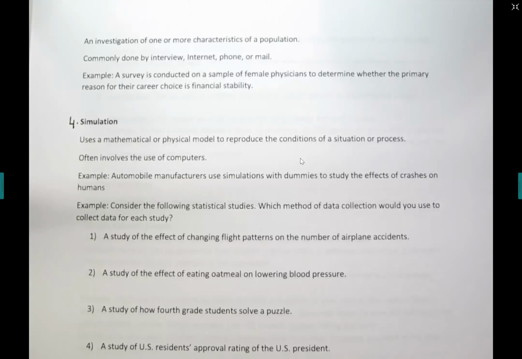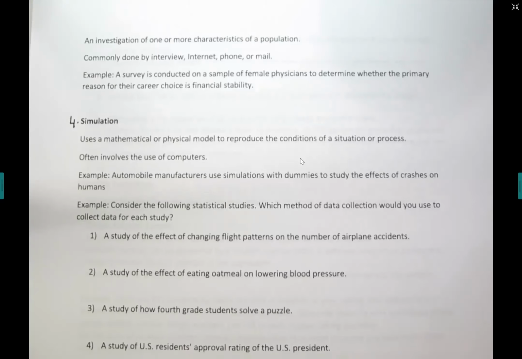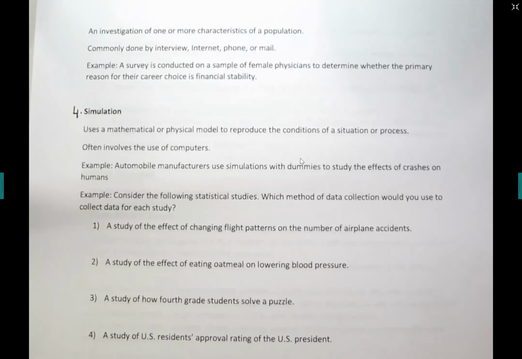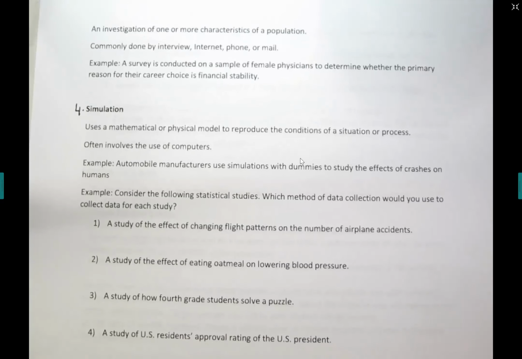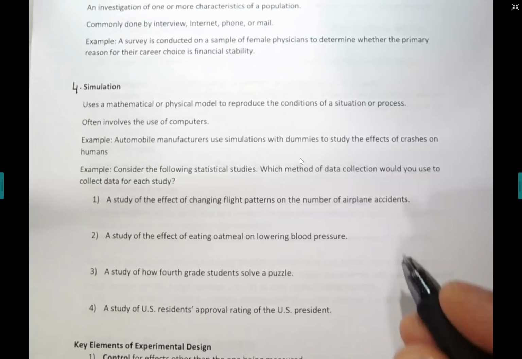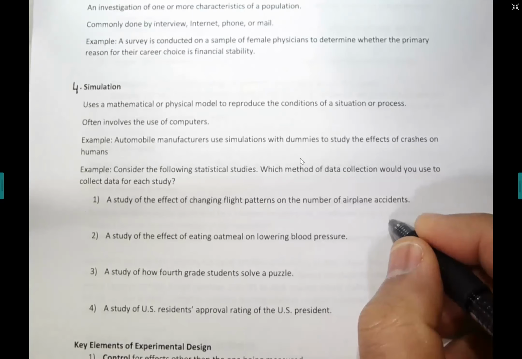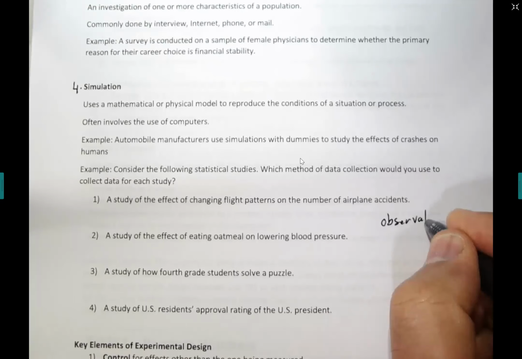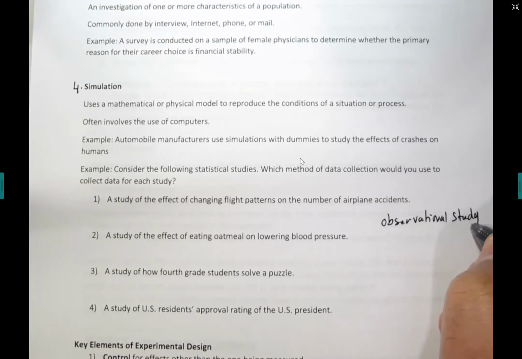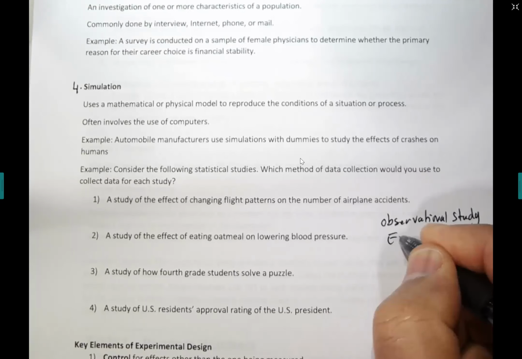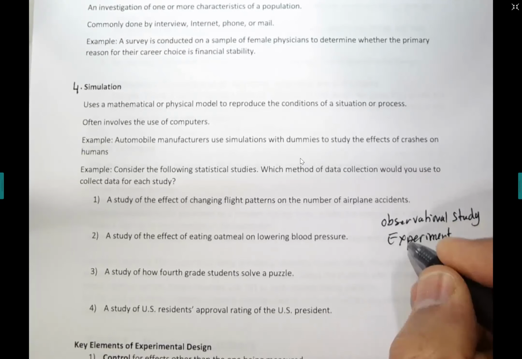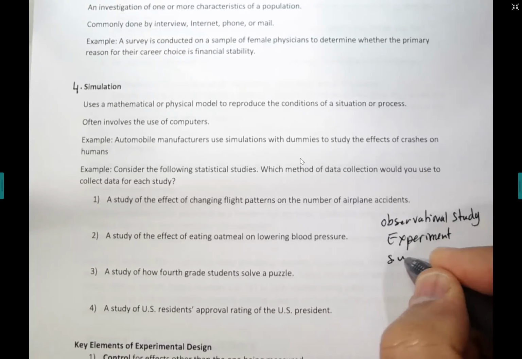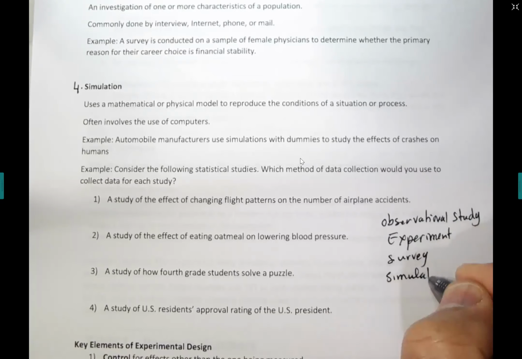What we're going to do now, guys, is go through those 4 examples, and you're going to tell me whether each one falls under one of the 4 categories. So let me just list them for you. We have observational study, we have experiment, we have survey, and we have simulation. Okay, I need your help now. I'm going to read the example and you tell me what category that would be.